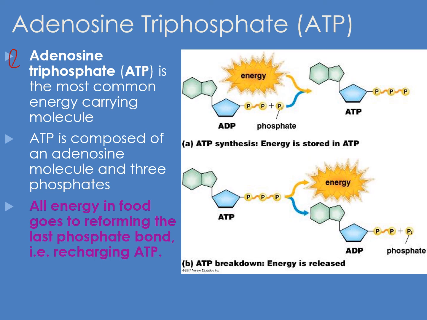So triangle number 1, adenosine triphosphate is the most common energy carrying molecule. The other couple we're not going to worry about for now. It's composed of adenosine molecules and 3 phosphates. I will highlight adenosine now. Adenosine is these 2 shapes right here. The first one is adenine, that is also a part of DNA. You don't need to memorize that now. And then this is ribose here. That's a sugar. So there's sort of a nucleotide here. Anyway, that's not the functional part of this molecule. The functional part is the 3 phosphates that are attached to it.